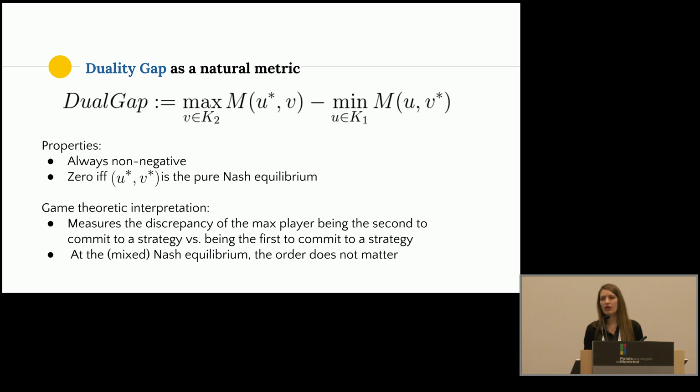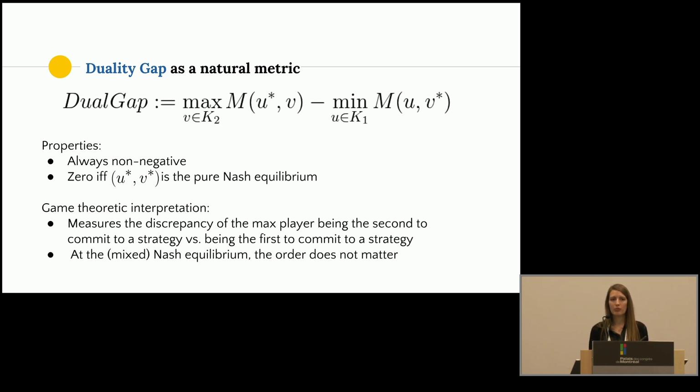The properties of the duality gap that are quite nice when used as a metric are, first, that it's always non-negative, and the duality gap is 0 only if we evaluate a pair of actions that is exactly the pure Nash equilibrium. What this means from a game theoretic perspective is that it measures the discrepancy of the max player being the second to commit to a strategy versus being the first to commit to a strategy.